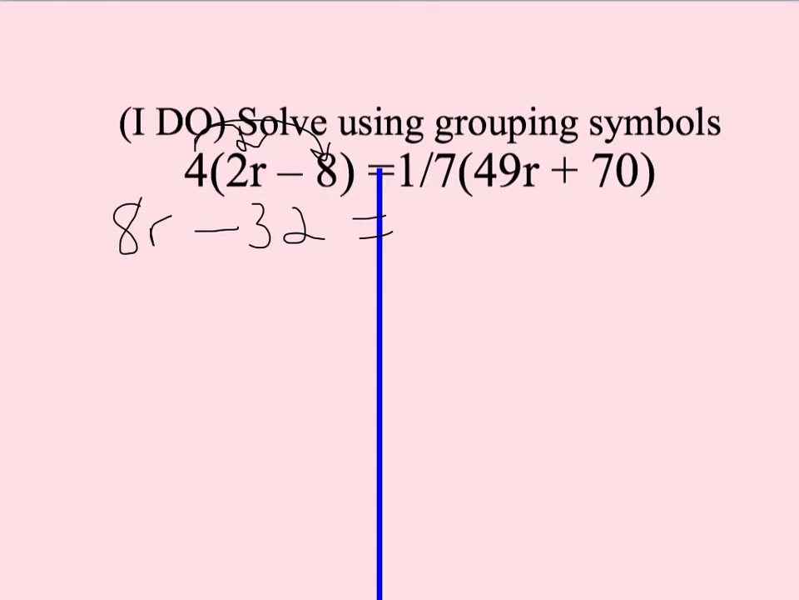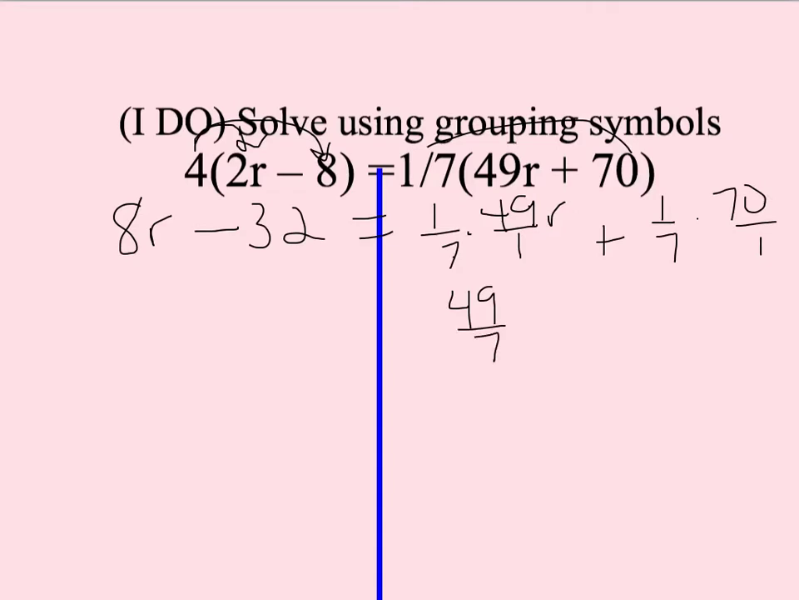Here now I have 1/7 times 49r. I'm just going to write this out to see how I got this. So 1/7 times 49r plus 1/7 times 70. Whenever we're multiplying and we have fractions, 49 is the same as 49 over 1, and 70 is the same as 70 over 1. Now I'm just going to multiply across. 1 times 49 is 49, and 7 times 1 is 7. And don't forget the r.